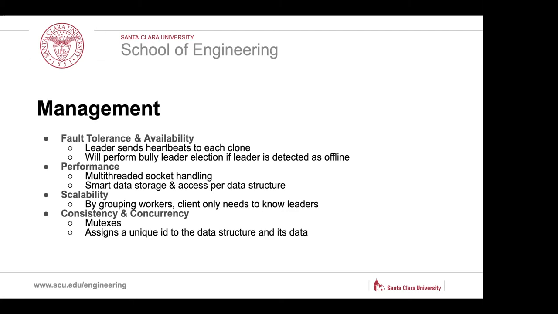And then for consistency and concurrency, we do have mutual exclusion. And then we also assign a unique ID to the data structure and its data. So if you create, for example, two queues, right, and then try to store their appropriate data on the nodes, you can distinguish which queue the data belongs to.